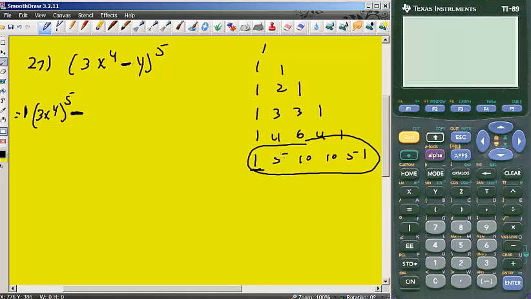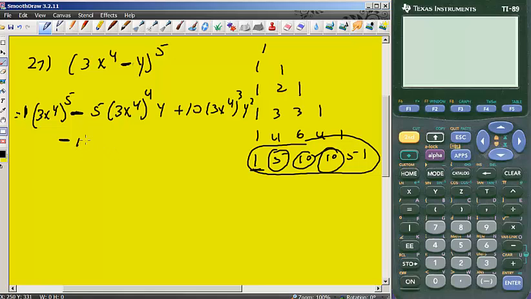Okay, the coefficient is 5, and there's my 5. Okay, and then I'm going to have a 3x to the fourth is going to be to the fourth, and then y is to the first, plus. Okay, then next coefficient is 10. Okay, 10, and I have a 3x to the fourth is going to be to the third, and y is to the second. And then next one's going to be minus, because I have to alternate the signs.